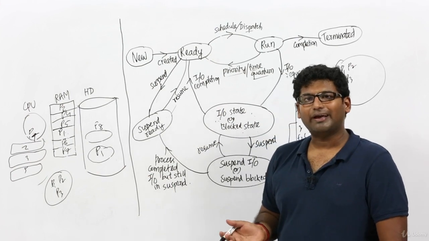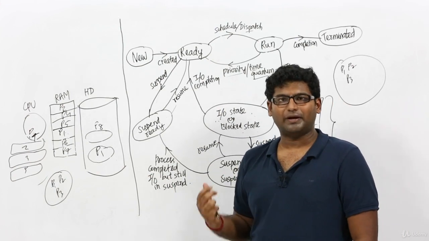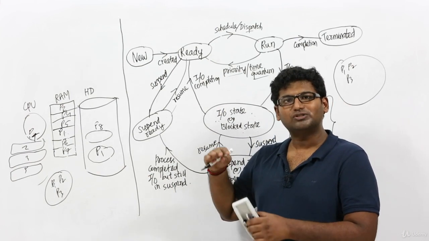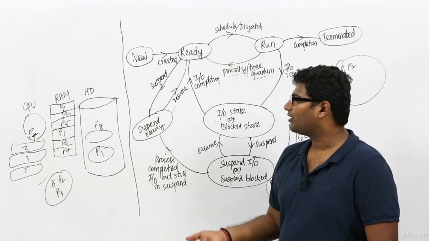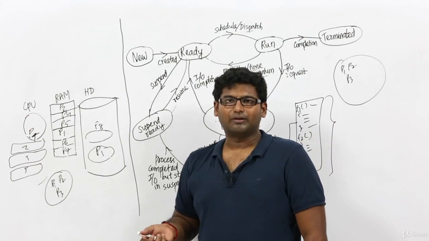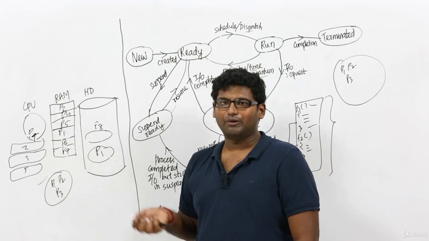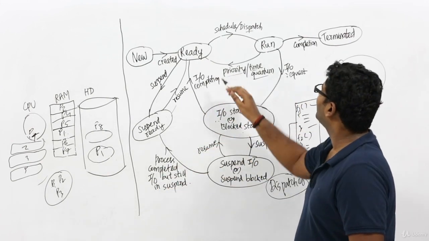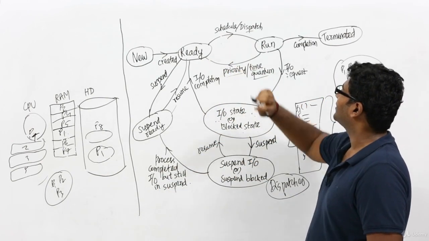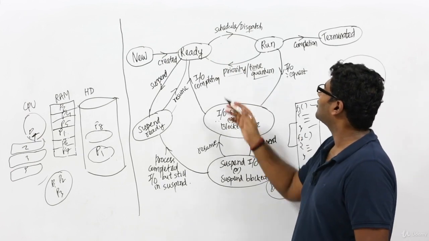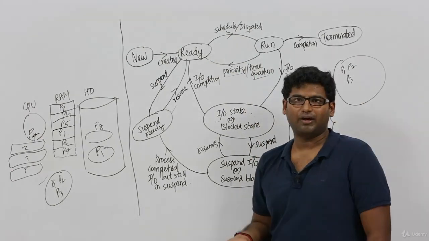A combination of scheduler and dispatcher, both these modules of the operating system, is doing the short-term scheduling, the CPU scheduling. That's the reason we have written this as "schedule or dispatch". Both are used in order to schedule a process to the CPU. Okay, fine.